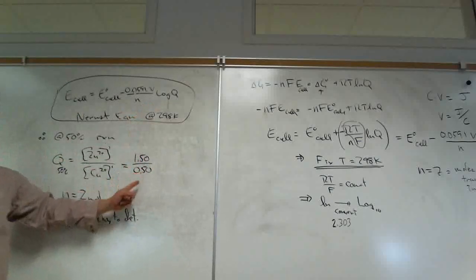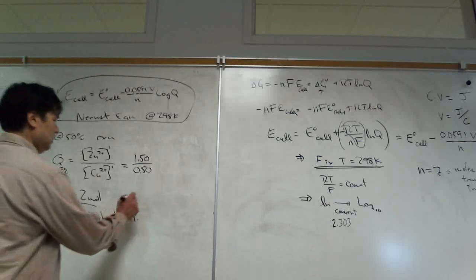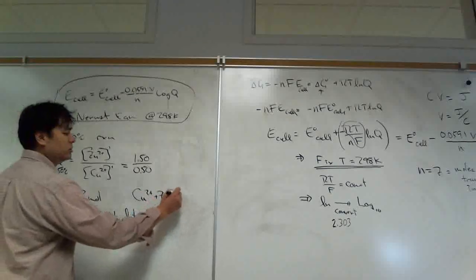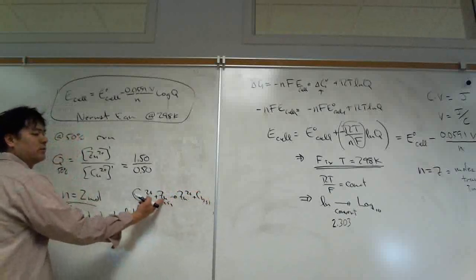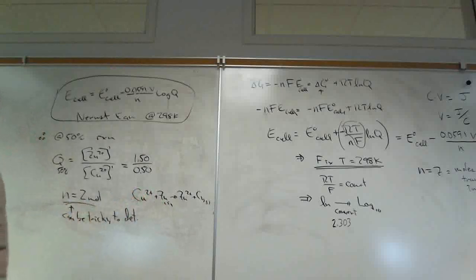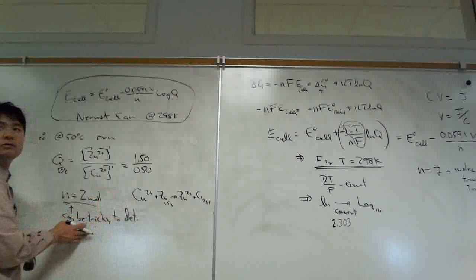Why is it 2? I'm sorry? Why is N 2? Copper 2 plus Zn solid goes to Zn2 plus copper solid. How many electrons were transferred from the zinc to the copper 2 in this reaction? 2. That's why N is 2. Redox are electron transfer reactions, so you just look there. Or the half reactions, if you're uncomfortable. But with the half reactions, you have to be careful because sometimes we multiply those.